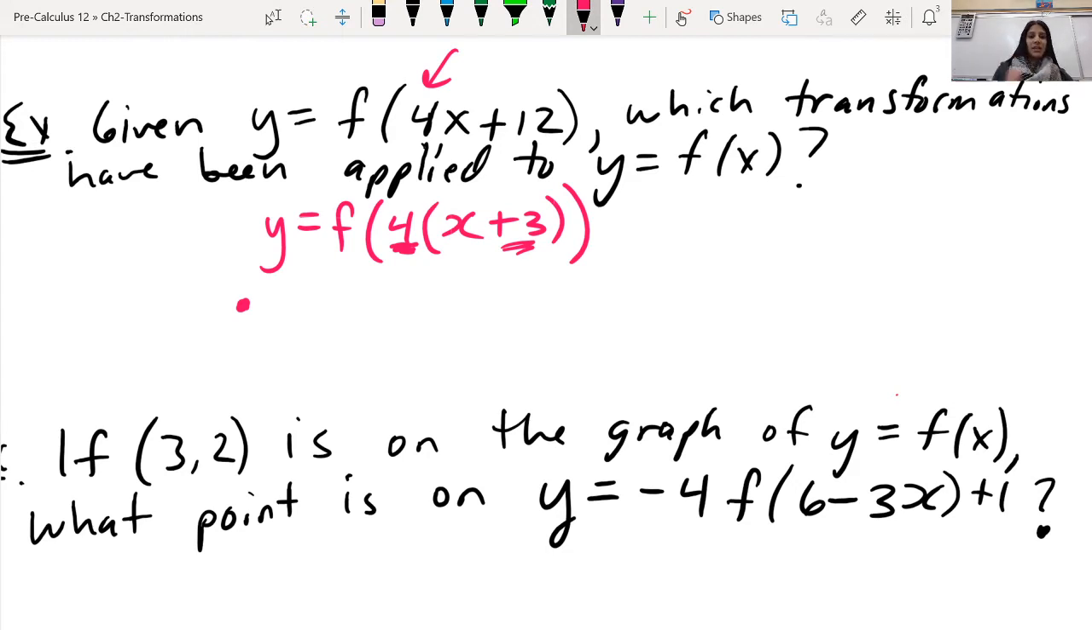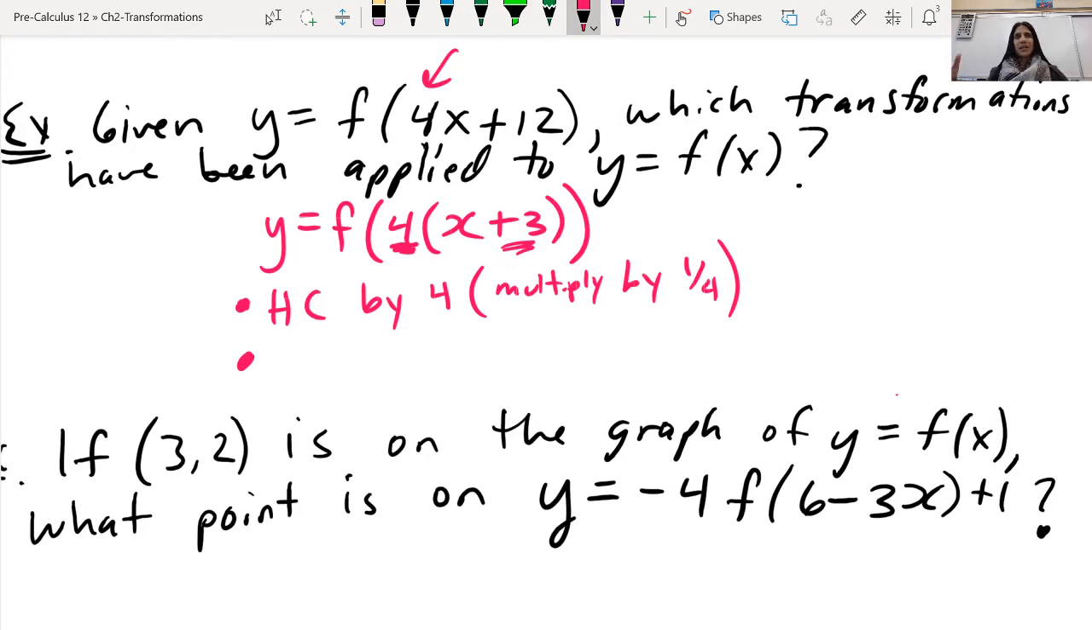But if we take a look at this, we would have a horizontal compression by, let me say this, it's by a factor of 4, but that means that we would multiply by a quarter. So I'm going to write that in brackets so it's super clear for you. So it's being compressed by a factor of 4. So we're multiplying the x values by a quarter. And then this part here, the plus 3, means horizontal translation, 3 units to the left.